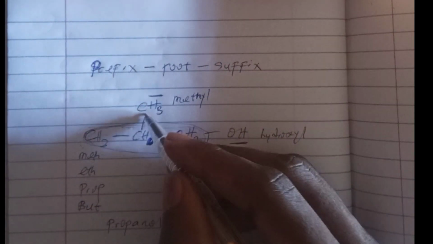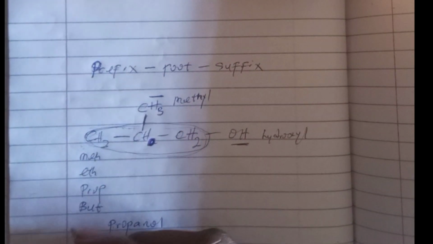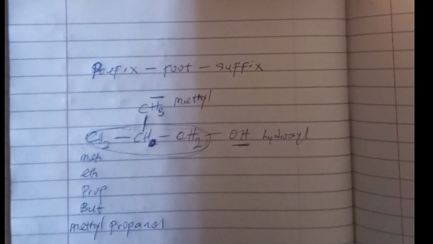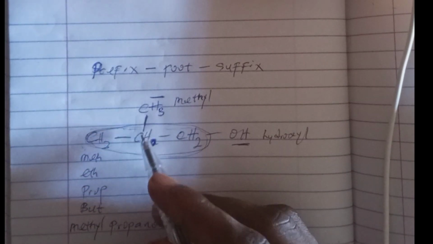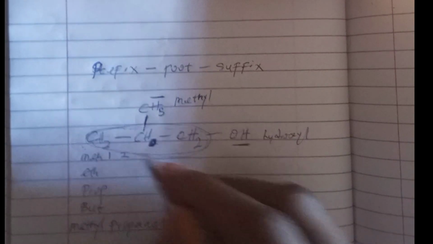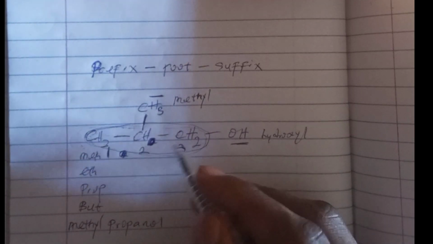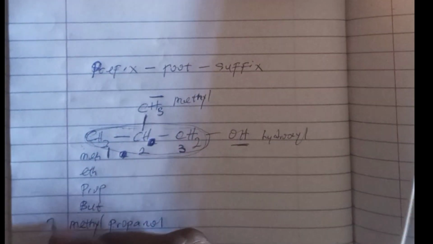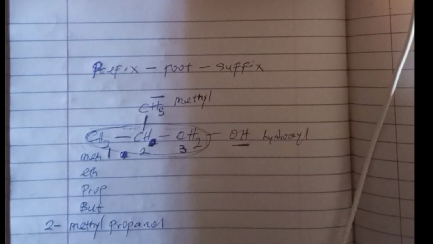But we're not done because we have another substituent attached to it. We don't just write the name of the substituent like methyl propanol. We're going to check the position where the substituent is attached to the longest possible chain. If we count from here, one carbon atom, two, and three, we find that it's attached to the second carbon atom, which makes it 2-methylpropanol. So this is just a revision on how to name organic compounds.